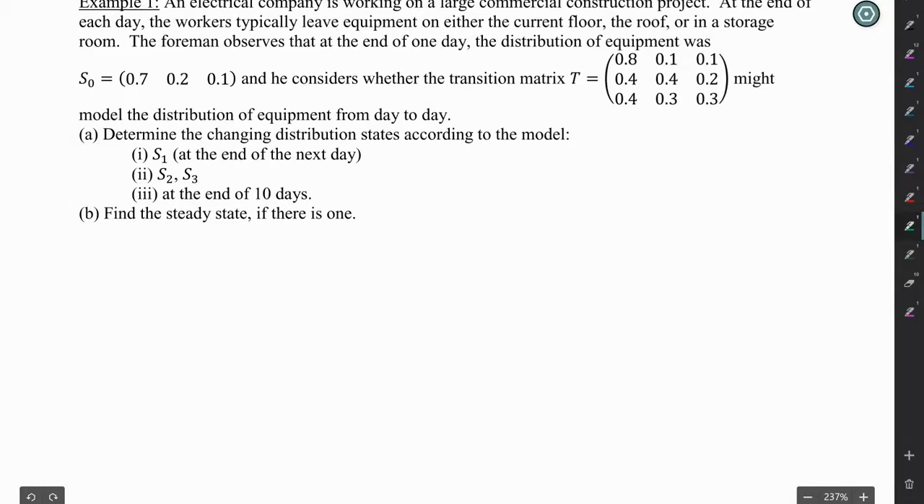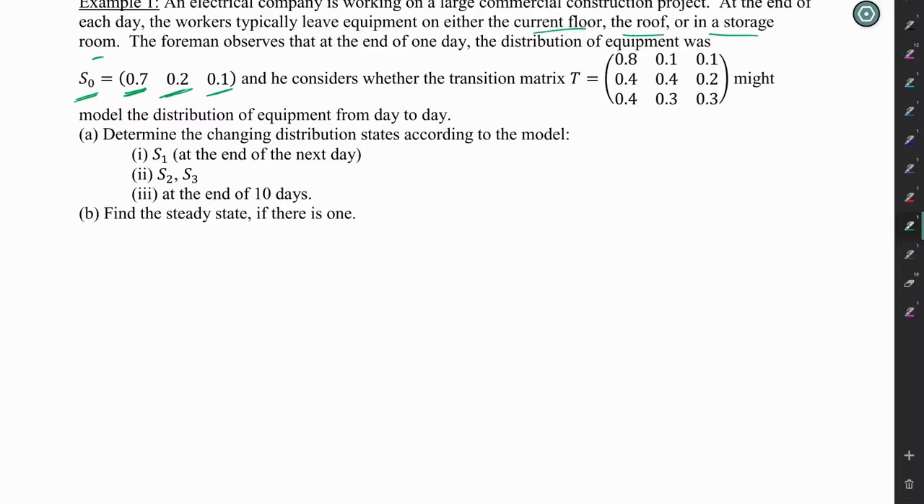For our first example, an electrical company is working on a large commercial construction project. At the end of each day, the workers typically leave equipment on either the current floor, the roof, or in a storage room. The foreman observes that at the end of one day, the distribution of equipment was, so this is our initial state, S sub 0, 70% of the equipment on the current floor, 20% on the roof, and 10% in the storage room. He considers whether this transition matrix might model the distribution of the equipment from day to day.